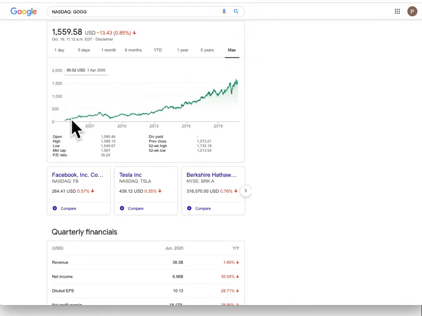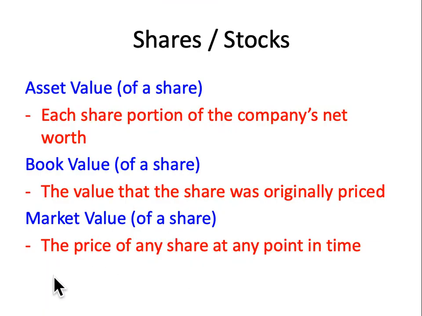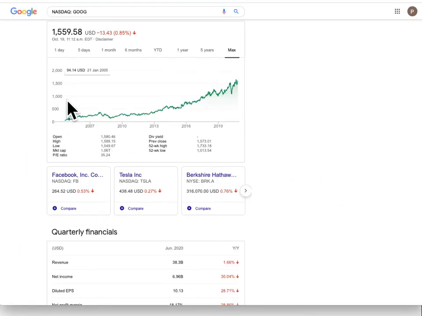And this is the chart of Google, from its inception a long time ago in 2004. If you look at market value, that's what it's worth currently. If you look at book value, that's the value that the share was originally priced. And so let's go back to that chart and look at this chart.